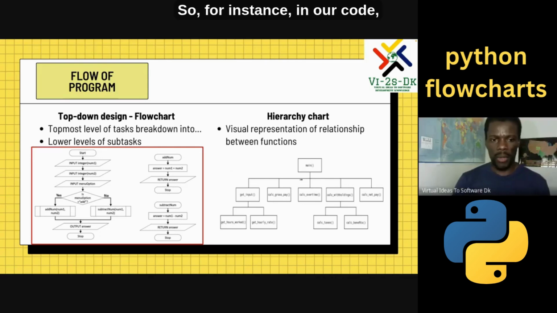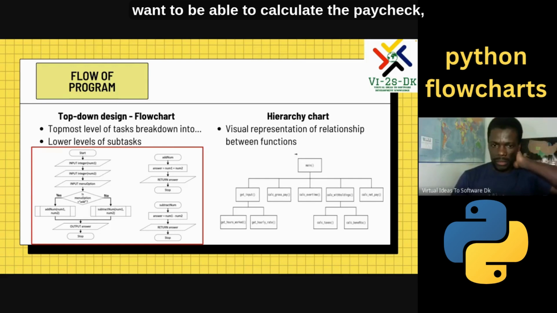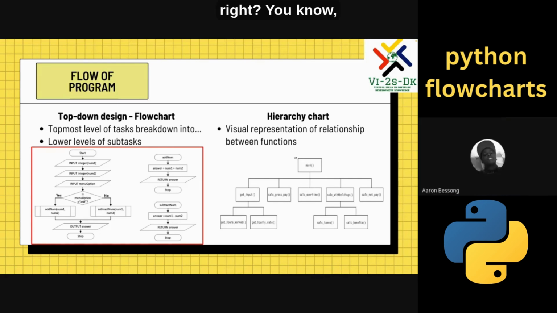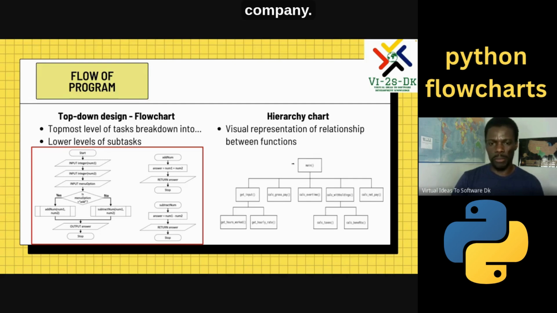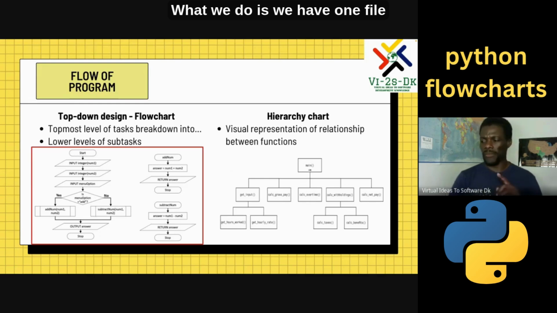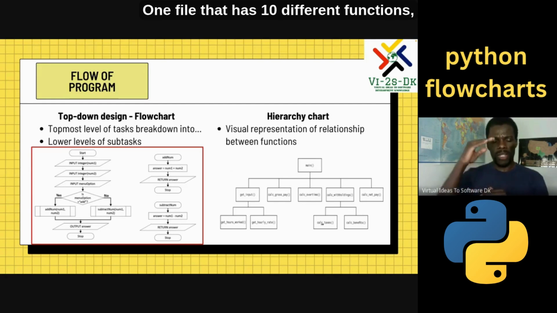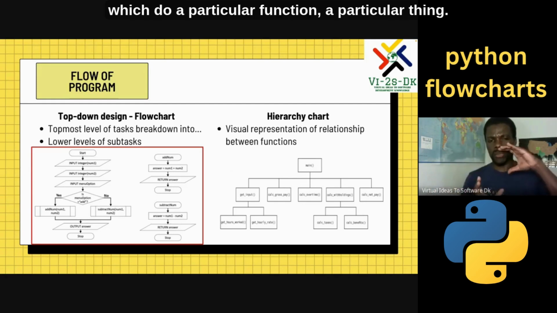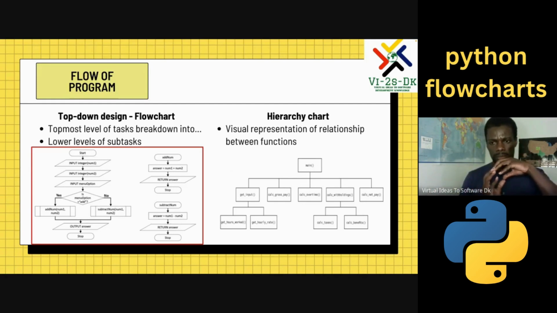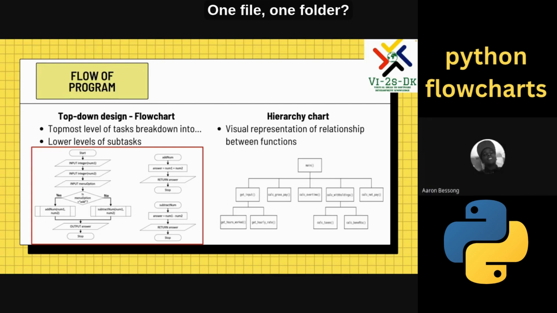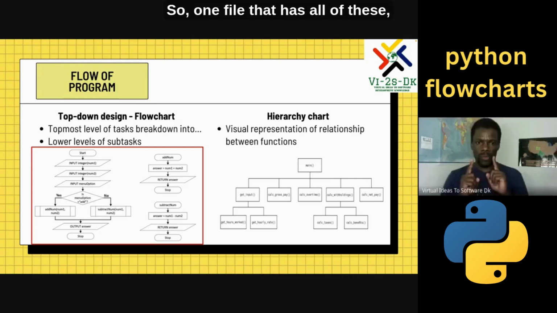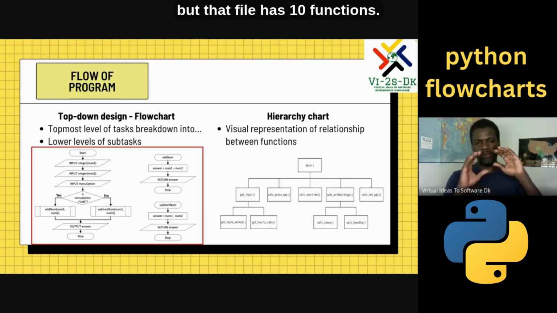Okay, so for instance, in our code, we want to be able to calculate the paycheck, or a particular salary calculation for a company. Rather than having a file that has just get input, another file that has another function for getting the hours worked, another function for gross pay, what we do is we have one file that has all of these functions together, similar to the file that I had. One file that has 10 different functions, which each do a particular thing. One file, one folder. One file. So one file that has all of these, but that file has 10 functions.